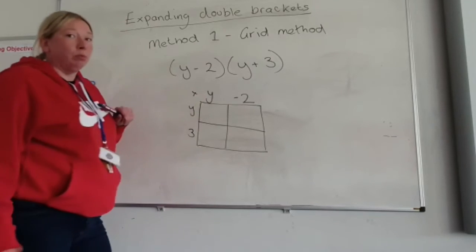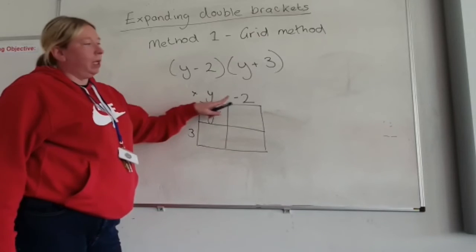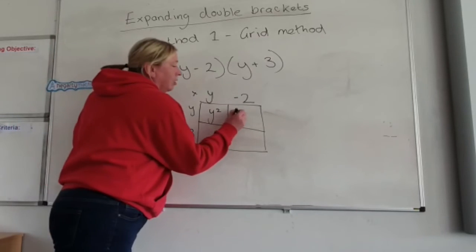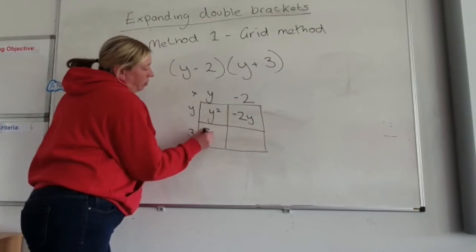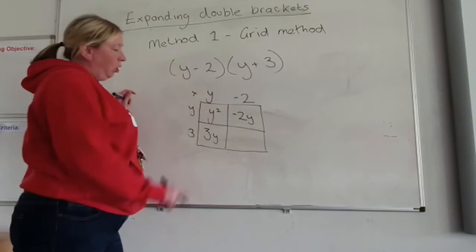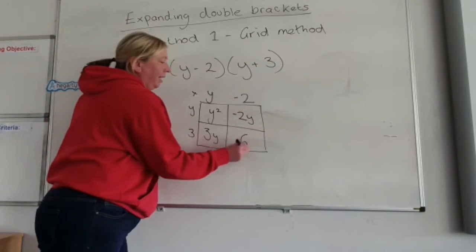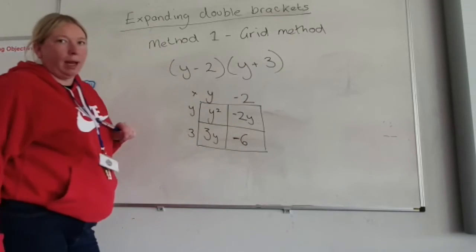Once again, this is just a multiplication grid. y times y is y squared. y times minus 2 gives me minus 2y. 3 times y gives me 3y. And now 3 times minus 2. Well, 3 times 2 is 6, and it's a plus times a minus, which gives me a minus 6.